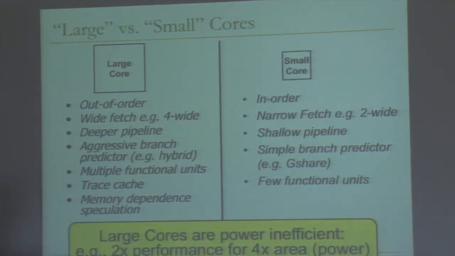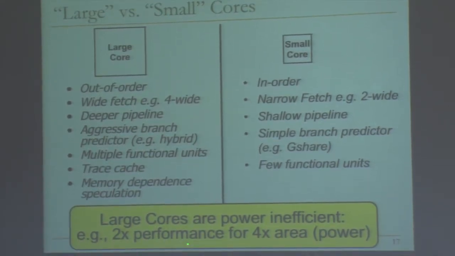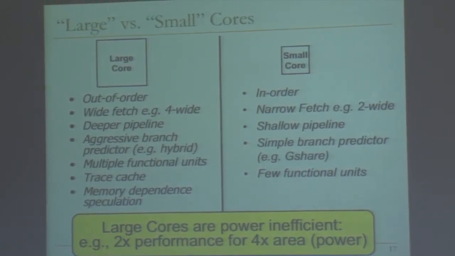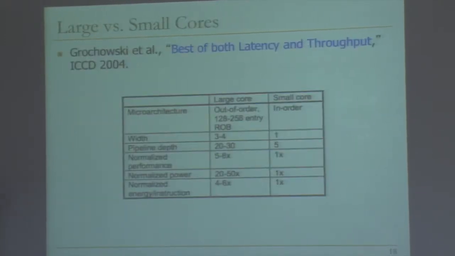Few functional units. So large cores are usually power inefficient. And this is a good rule of thumb, actually. As you quadruple the area, you get 2x the performance. People have actually plotted this at Intel over cores. And area can be proportional to power. This is actually a paper from Intel in 2004. They looked at cores that look like this. Basically, you have a large core. It's wide. It's deep. Its normalized performance is this. Its normalized power is this. So it's a lot more power hungry, and its energy per instruction is a lot more than a small core. And the small core is wimpy, as you can see. It's kind of like the core that you've designed for ARM today.